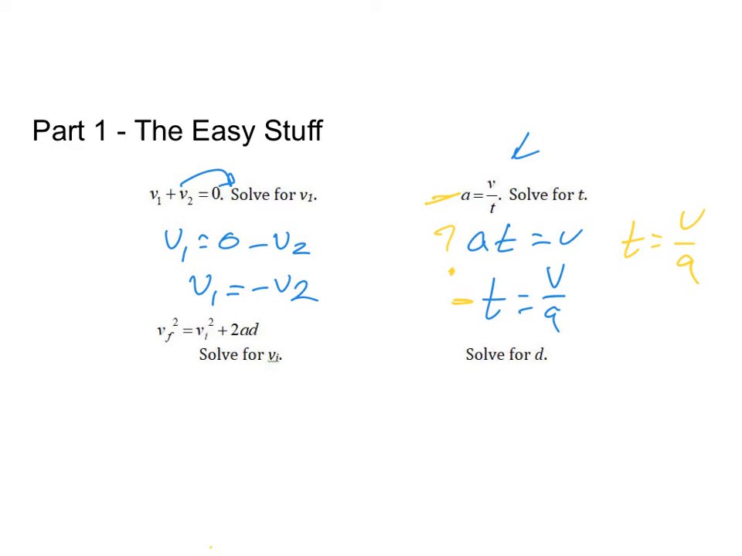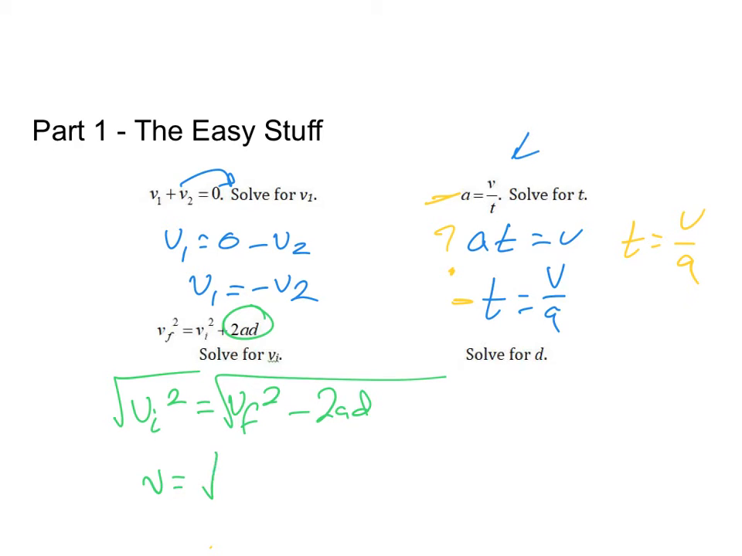All right, here's our last one on this page. We have vf squared equals vi squared plus 2ad, and we are solving for vi. Okay, so the first thing I'm going to do is subtract this guy over. So I have vi squared equals vf squared minus 2ad. And then if I'm solving for vi, I'm going to take the square root of the whole thing. And I have vi equals the square root of vf squared minus 2ad. And that's it.